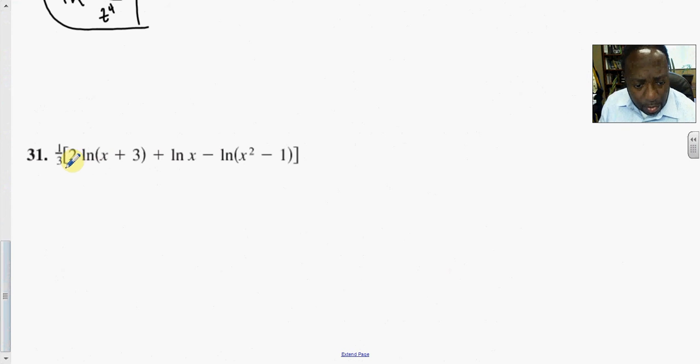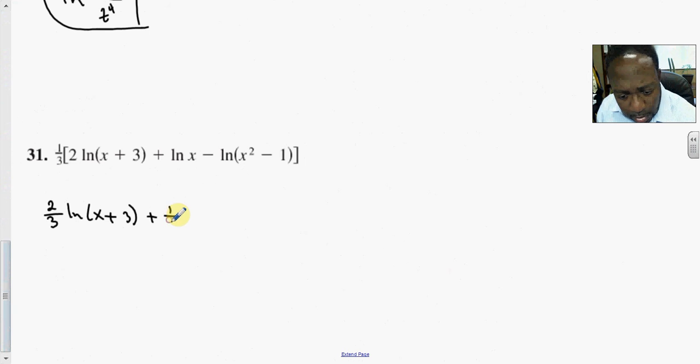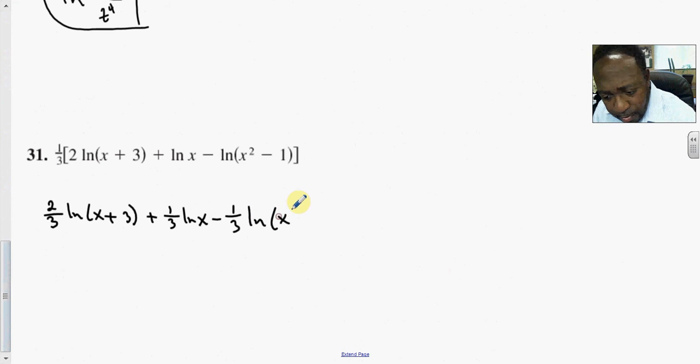Let's run that 1/3 through. So this is 2/3 times the natural log of x plus 3, plus 1/3 times the natural log of x, minus 1/3 times the natural log of x squared minus 1. Now, let's write this as one quantity. Do you see it? The plus here, we're going to multiply the terms, and then minus, we're going to divide by this term. And then the 2/3, the 1/3 becomes powers, and then after that we can write it smooth.